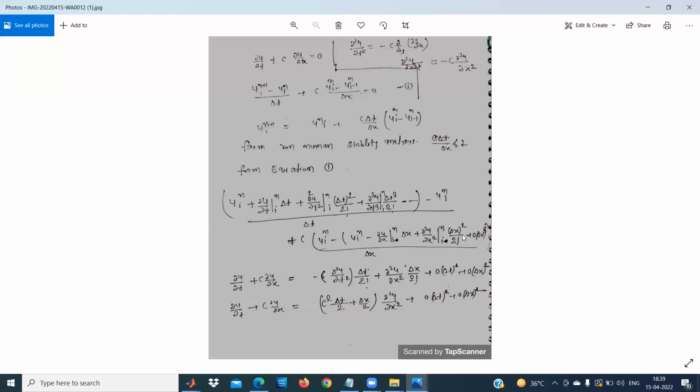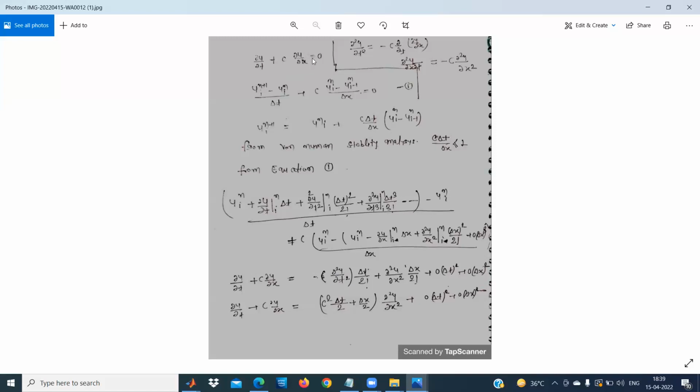After rearranging the terms, del u by del t plus c del u by del x, you will get minus del square u by del t square, delta t by 2 factorial, plus del square u by del x square, delta x by 2 factorial, plus order of delta t square plus order of delta x square. I have to replace this del square u by del t square with del square u by del x square. So I am using the original 1D wave equation.